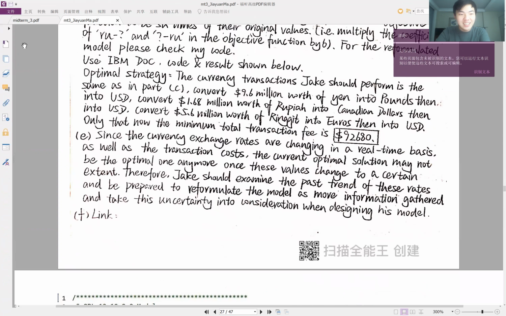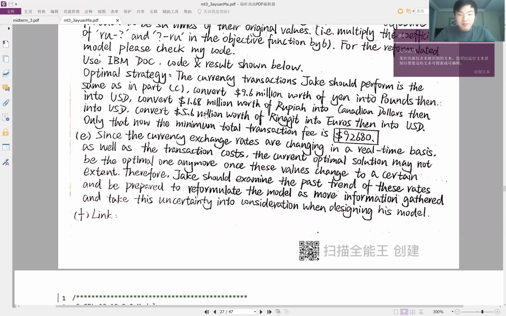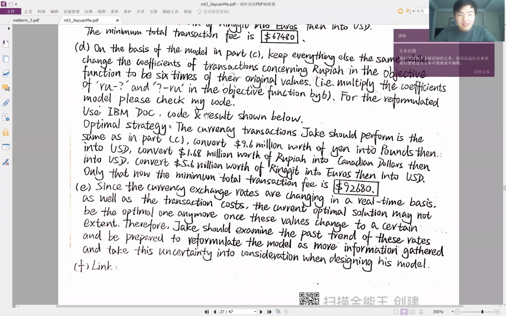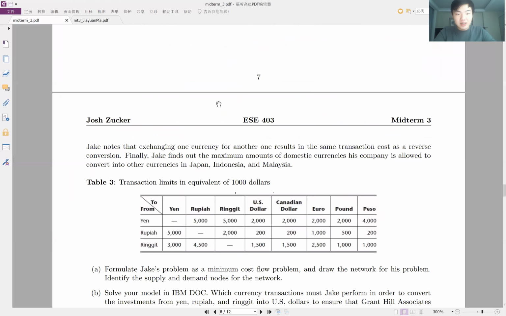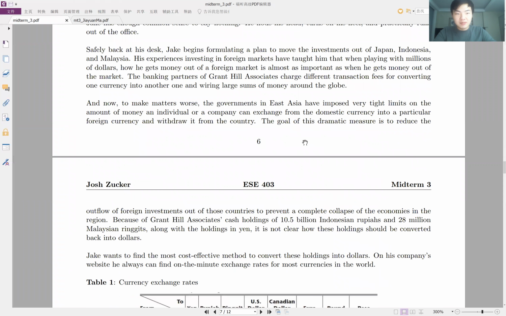And for part E, let's say Jake realized that his analysis is incomplete because he has not included all the aspects. What other aspects should we consider? My personal idea is that since we're considering the transaction cost and currency exchange rate here, we know that the currency exchange rate keeps changing on a real-time basis. As stated in the problem, he can obtain these values from their company's provided information.